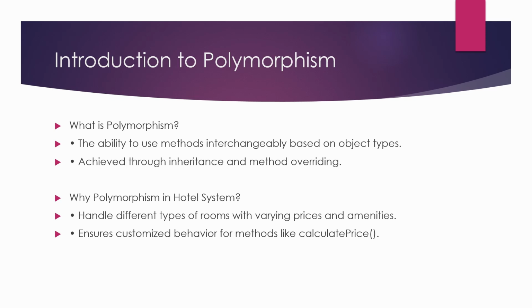Now let's dive into polymorphism. Polymorphism is a core concept in object-oriented programming. It allows us to use methods in a flexible and dynamic way, depending on the object type. For our hotel system, polymorphism will help us handle different types of rooms like standard, suite, and deluxe, each with its unique pricing and features. This approach ensures that the system is scalable and can be extended easily.